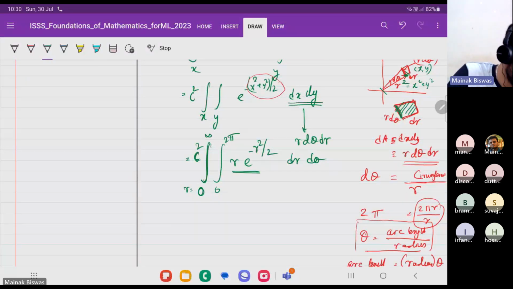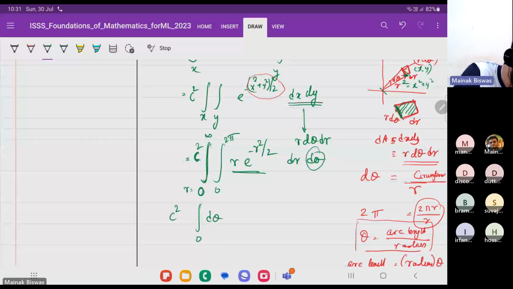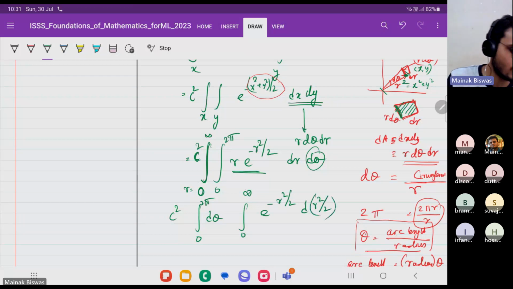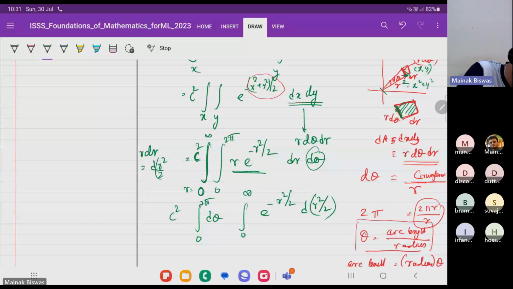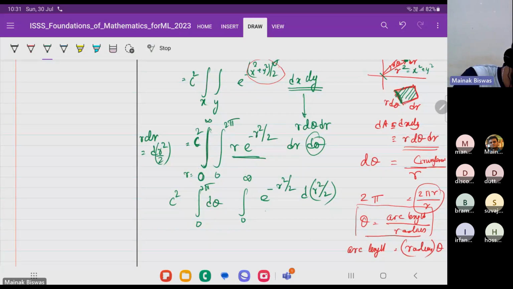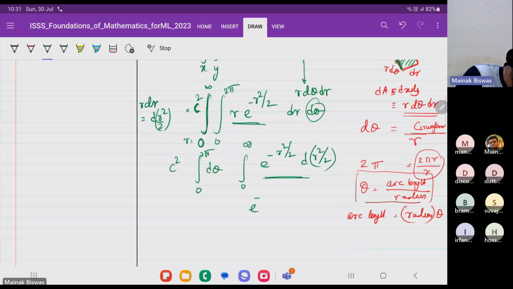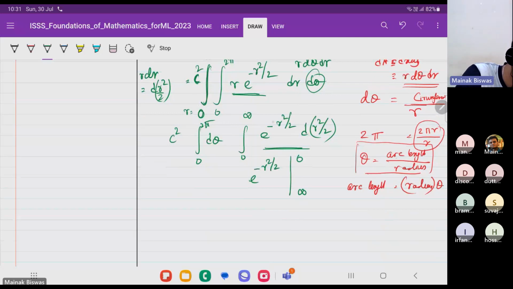So what is the integral of this? Now, can you do the integral or not? Theta you can separate: c square times the integral of d theta from 0 to 2 pi, times the integral from 0 to infinity of e to the power minus r square by 2 d of r square by 2. Yes or no? r dr can be written as d of r square by 2, or not? Yes, differentiate. So now this is equal to e to the power of minus r square by 2 from 0 to infinity, right? Because there's a negative, I'm changing the limit, into 2 pi. And that is equal to I square.